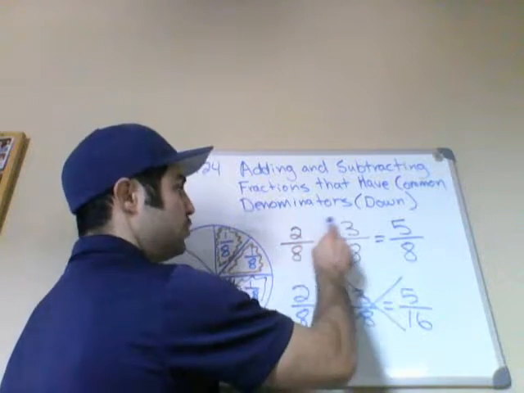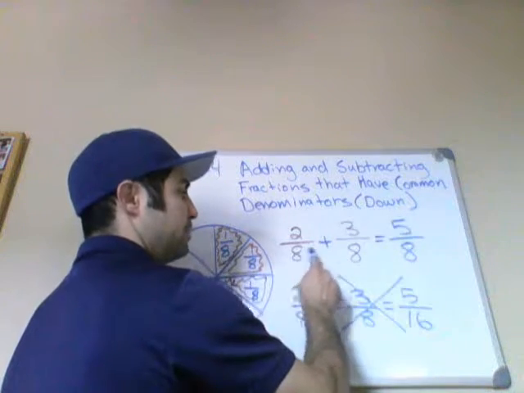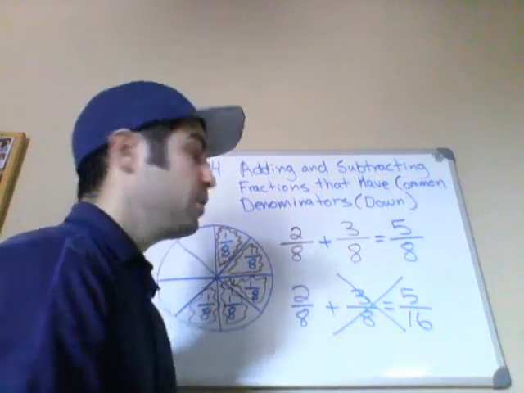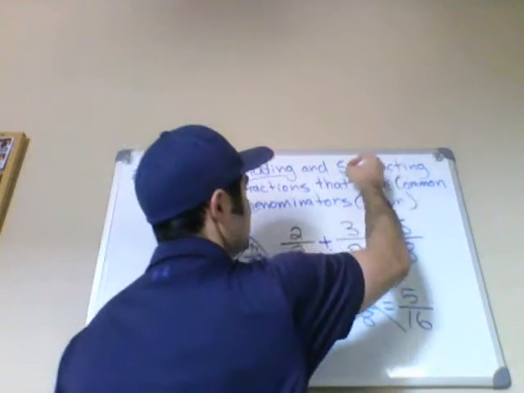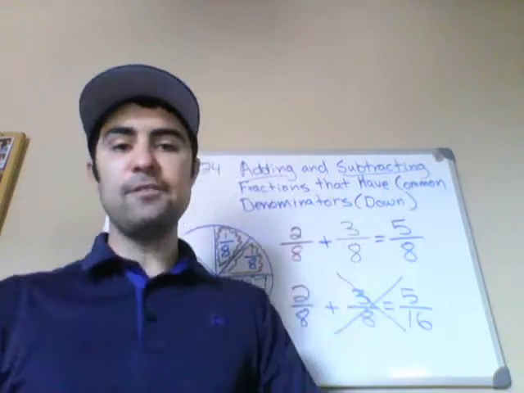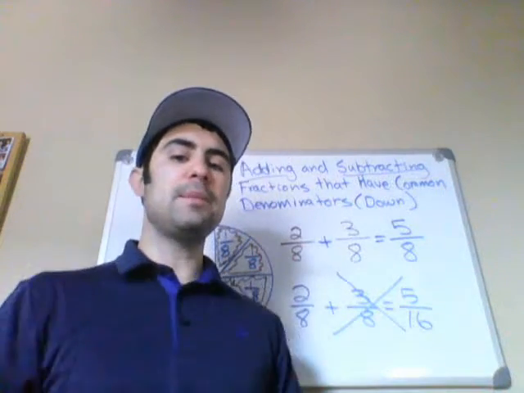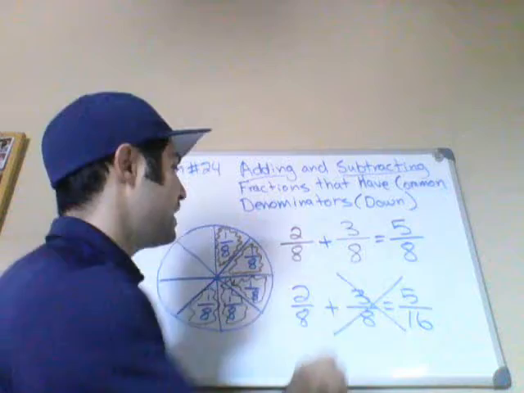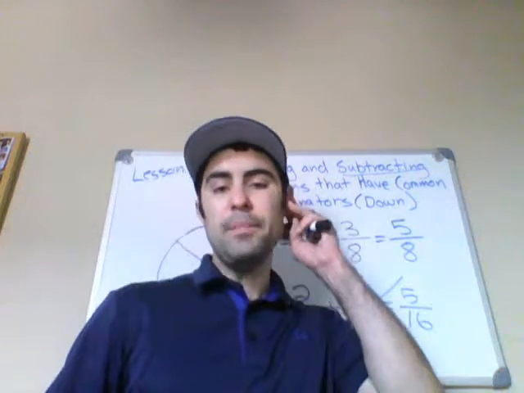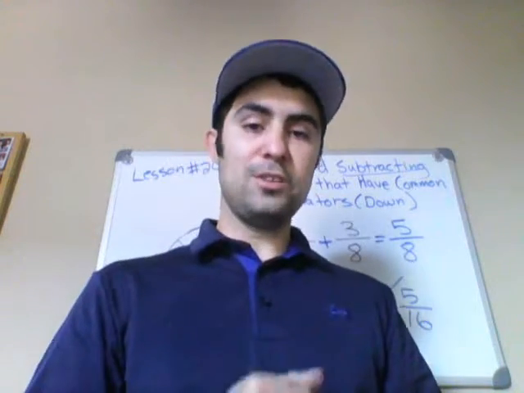So, notice, the numerator we add together, the denominator stays the same. This is only true when you're adding and subtracting fractions. When you multiply and divide fractions, there's a different set of rules. Don't mix up the rules. So when you're adding and subtracting fractions, the denominator stays the same. Maybe we can talk in class about a way to remember that.